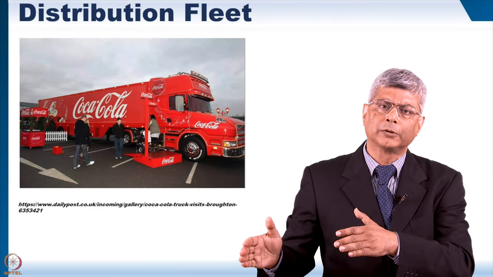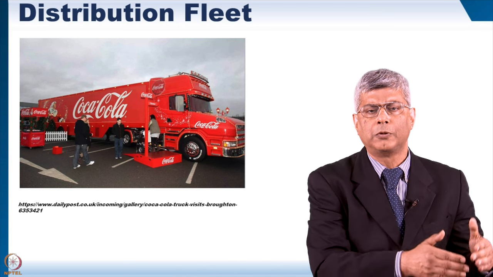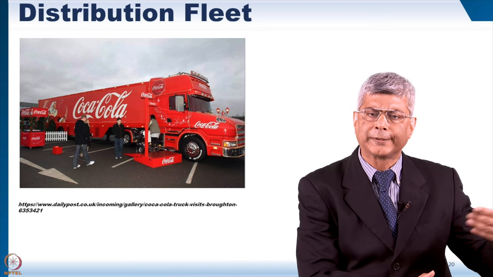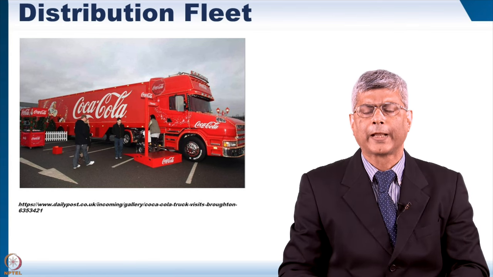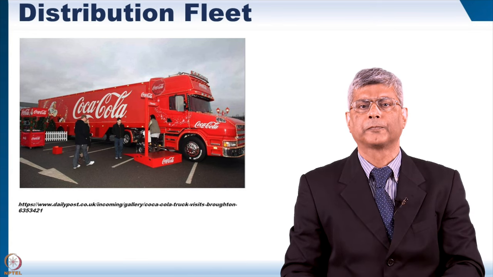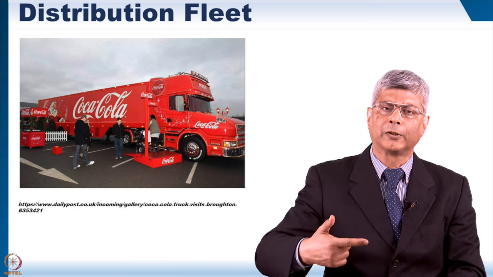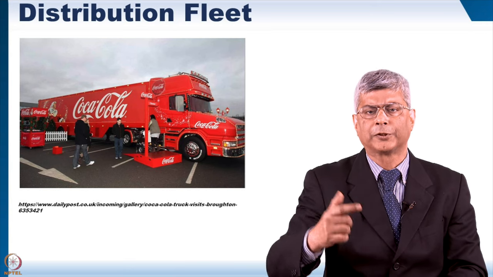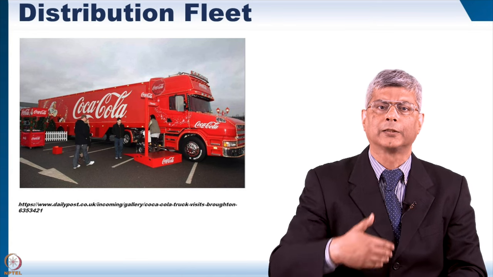From the warehouse, goods will flow into downstream distributors, retailers, etc., in trucks. And that's the distribution fleet. So you see here a Coca-Cola distribution fleet. Because in summer, Coca-Cola or Pepsi-Cola or any of the soft drinks sells very quickly. And it has to be replenished every day.